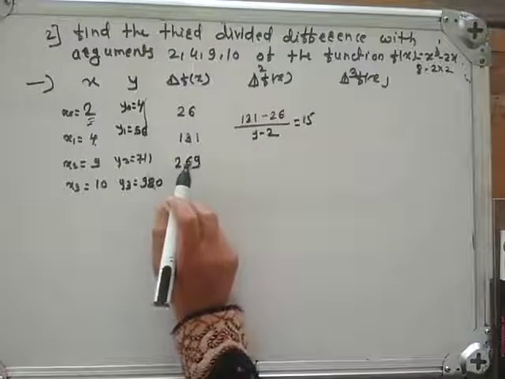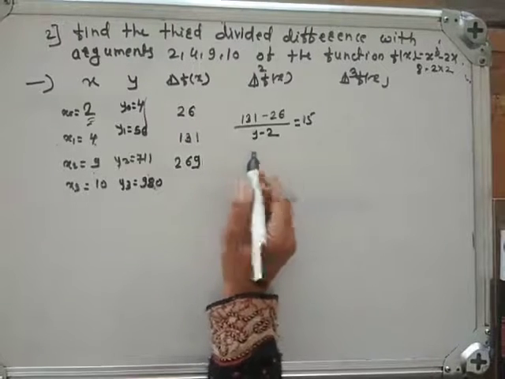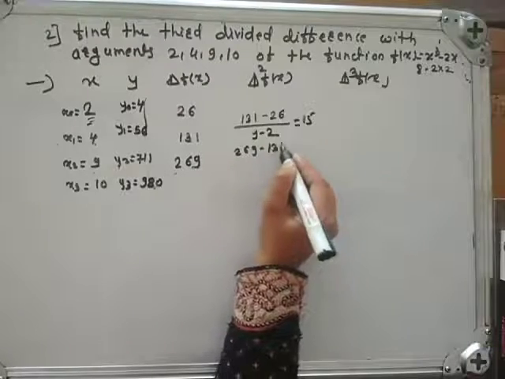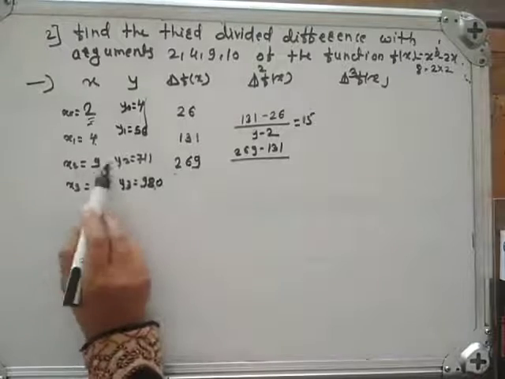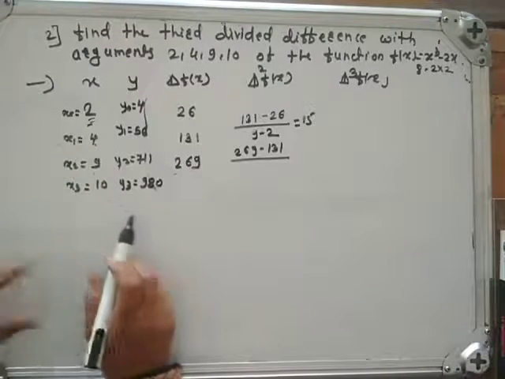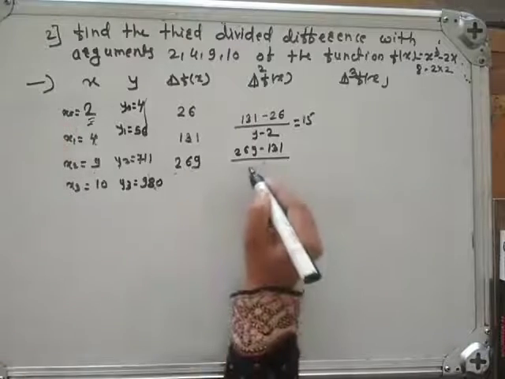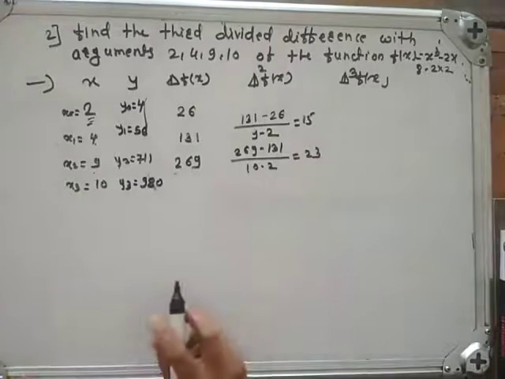Next, the next difference is 269 minus 131 upon, discard these two numbers and take the difference from 10 to 10 minus 2, which is nothing but 23.